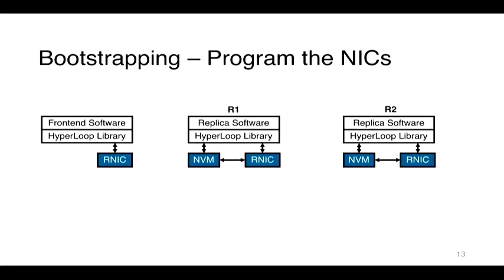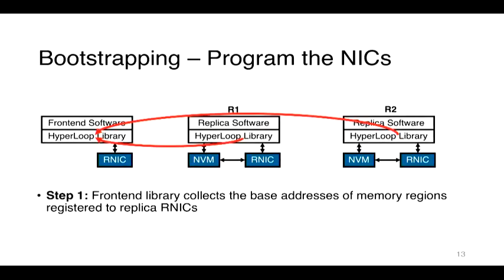Let us first look at the bootstrapping phase of our mechanism. Suppose there are two replicas, R1 and R2, and a front-end server, as shown in the figure. As soon as the replication group has been established, the HyperLoop library in the front-end server will collect the base addresses of the memory region registered to the replica's NIC. The library will use this information in the data path later.